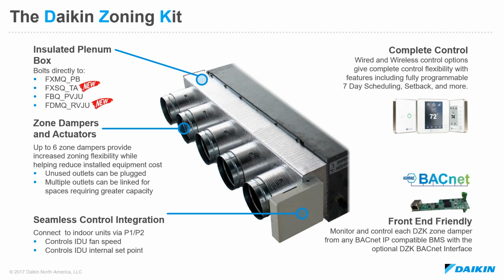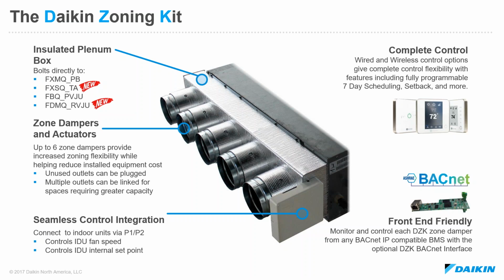From a control standpoint, the DZK has a control board that's built into the enclosure that you see on the screen here towards the text at the bottom left side of the screen. Essentially that control board wires to the indoor unit on the P1, P2 communication bus. The DZK has its own internal logic that aggregates a lot of demand information from each zone, and in turn will calculate an indoor unit internal set point.